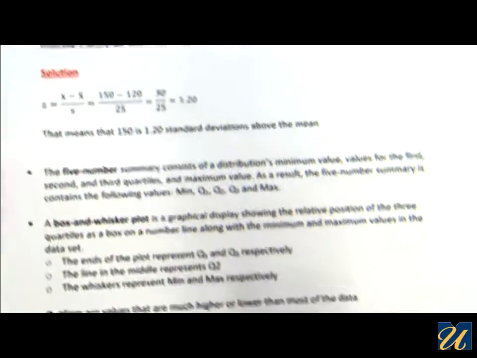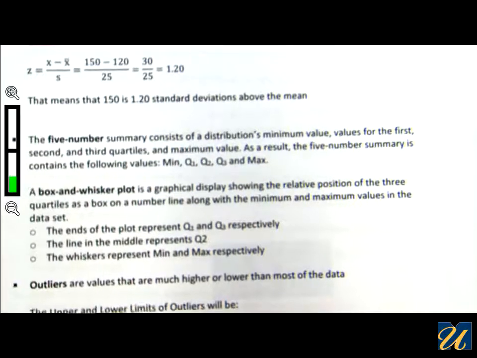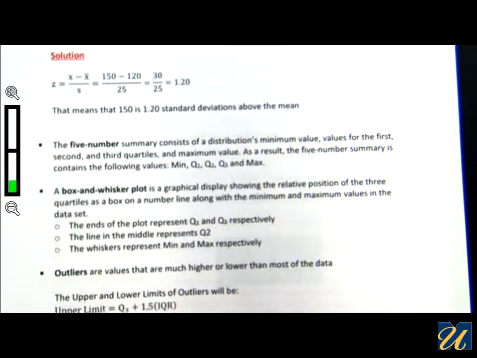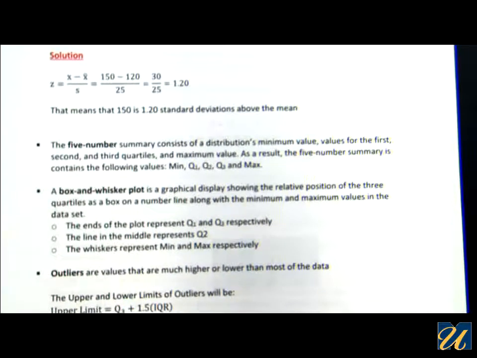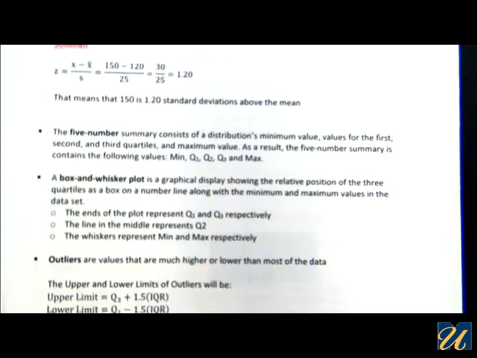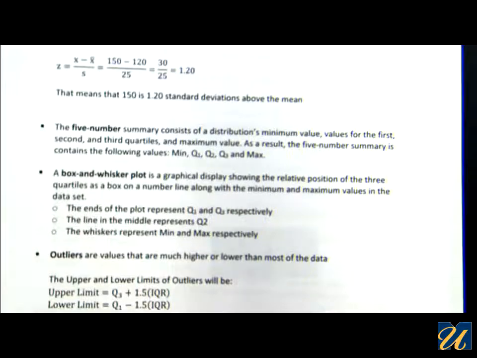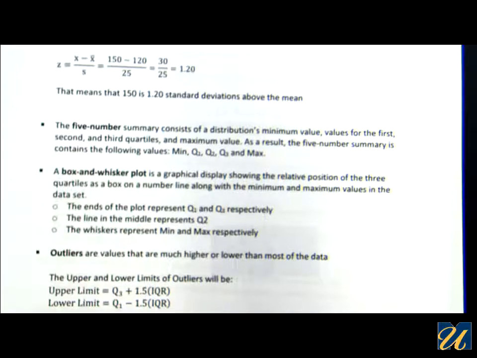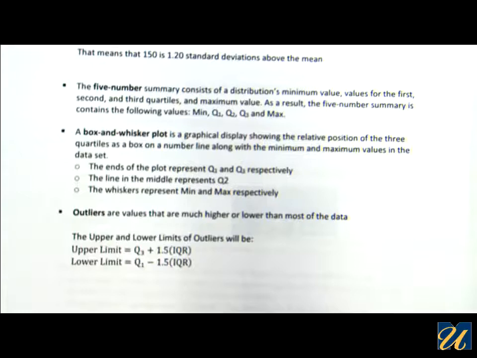When you're asked to provide a 5-number summary, you want to provide minimum, Q1, Q2, Q3, and maximum entry. We use the 5-number summary to create a box and whisker plot, which is a graphical display showing the relative position of the 3 quartiles in comparison to the minimum and the maximum value in your data set. The ends of the box represent Q1 and Q3. The line in the middle represents Q2. The whiskers represent minimum and maximum respectively.